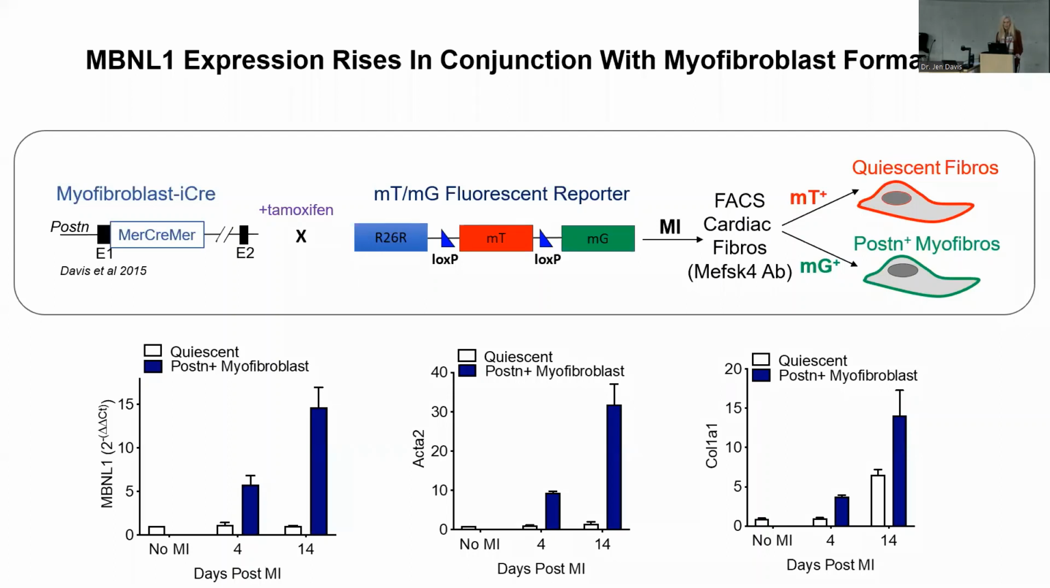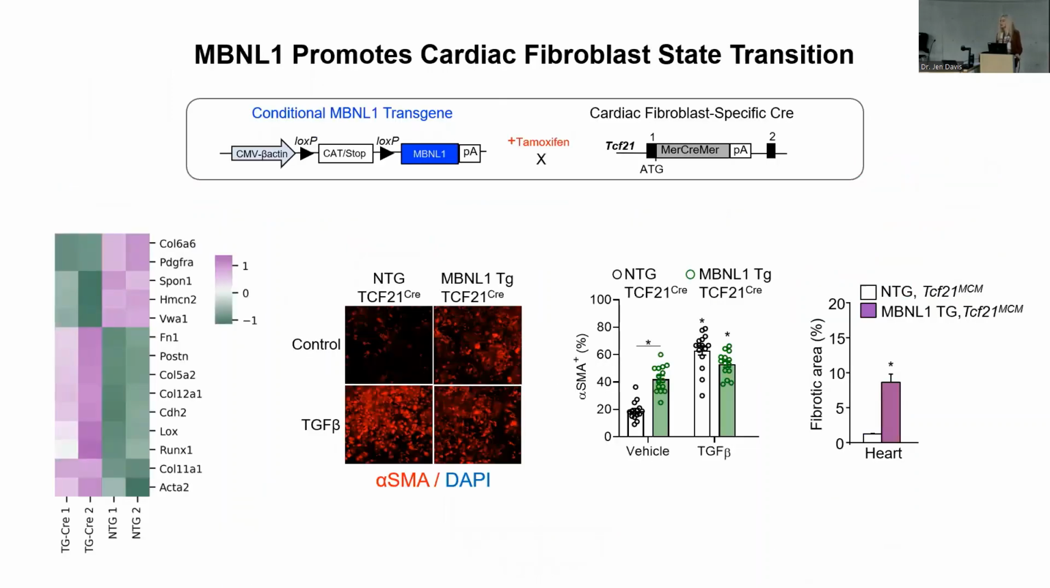What you're looking at is muscleblind expression as a function of time following myocardial infarction. And what you'll notice is that in our periostin lineage trace cells, we saw significant upregulation of muscleblind expression at both days 4 and 14 following myocardial infarction. And we were really excited to see that this actually tracked with the expression of canonical myofibroblast markers like smooth muscle alpha actin shown here, as well as collagen 1A1. And so now we were feeling pretty good that this is a relevant target from our screen. So we went on to model this change in muscleblind expression with a transgenic mouse.